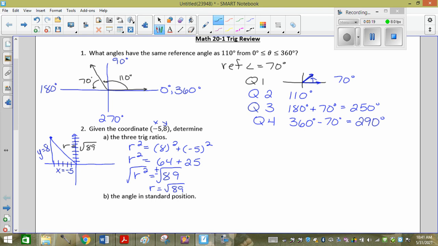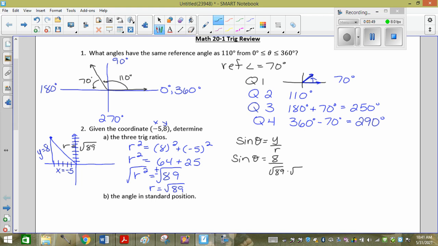Now we do our 3 trig ratios, and I told you I'll give you the 3 trig ratios and the Pythagorean theorem, so those are going to be the 4 formulas you get. So sine theta equals y over r, cos theta equals x over r, tan theta equals y over x, r squared equals x squared plus y squared, right? Those are the formulas you're going to get, so you don't have to memorize them. So sine theta equals y over r. So sine theta equals 8 over root 89.